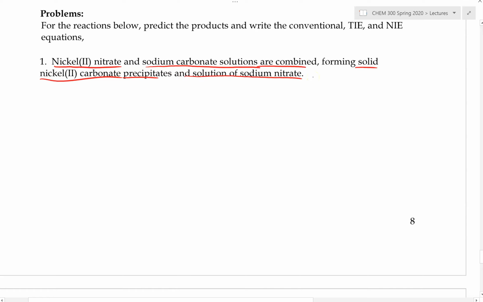So here in this case, we are giving you the products as an example, but on quiz and exam, please be expected to be able to predict these products yourself. Okay, so now let's follow the steps. Based on what we've been told, first, write the balanced conventional chemical equation. So here in this case, we have the conventional equation.